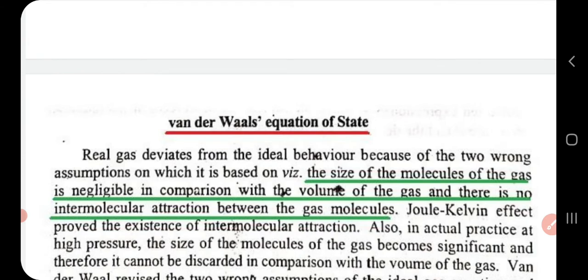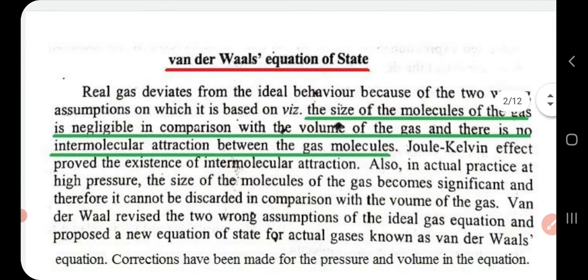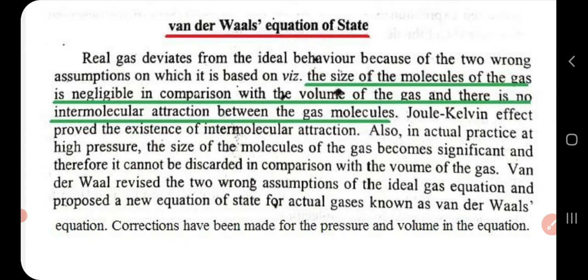Now, van der Waals equation of state. We know that a real gas deviates from ideal behavior because of two wrong assumptions that we have made. The first wrong assumption was that the size of the molecule of gas is negligible compared with the volume of the gas. The second one was that there was no intermolecular attraction between gas molecules. But in actual practice, at high pressure, the size of the molecule is significant. That is, it is not negligible compared with the volume of the gas.